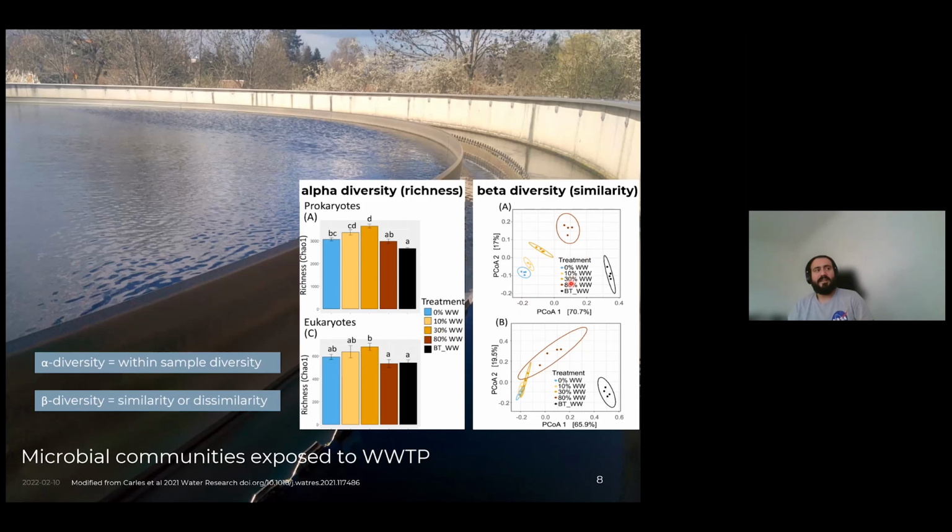So this is just a really brief example of how we are able to understand changes in biodiversity using eDNA, in this situation with samples or specific treatments coming from wastewater treatment plants.